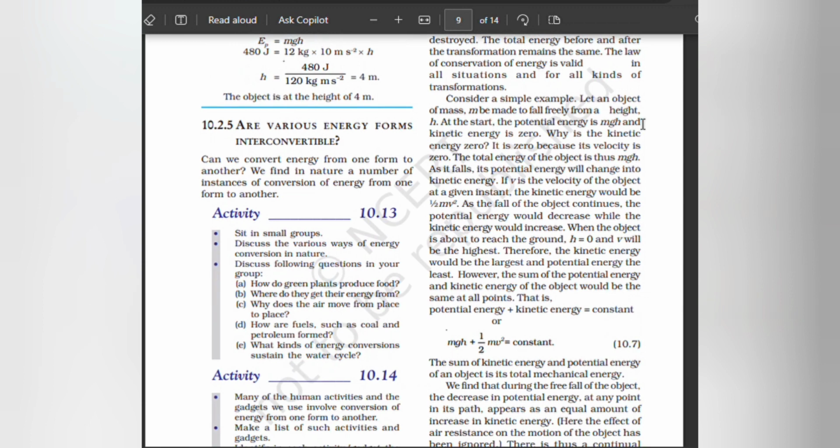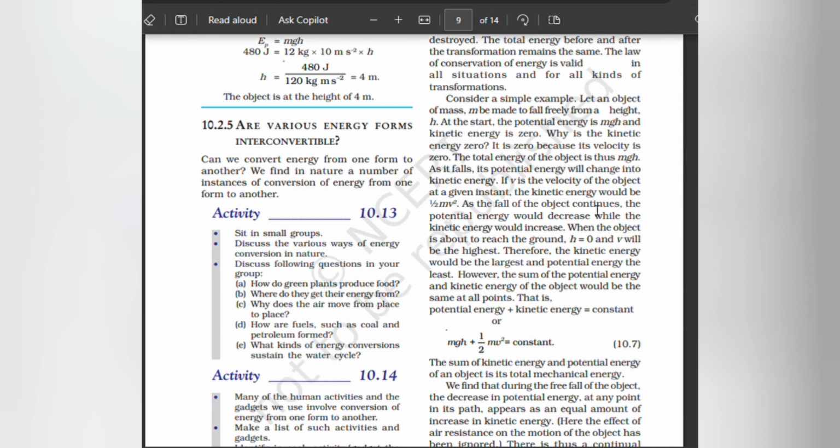Consider a simple example. Let an object of mass m be made to fall freely from a height h. At the start, the potential energy is mgh and the kinetic energy is 0. Why is the kinetic energy 0? It is 0 because its velocity is 0. The total energy of the object is thus mgh. As it falls, potential energy will change into kinetic energy. If v is the velocity of the object at a given instant, the kinetic energy would be half mv squared.